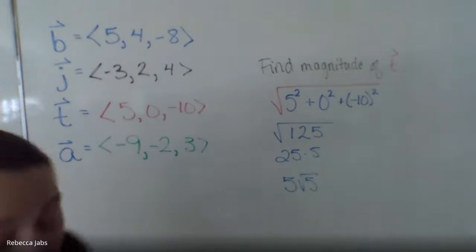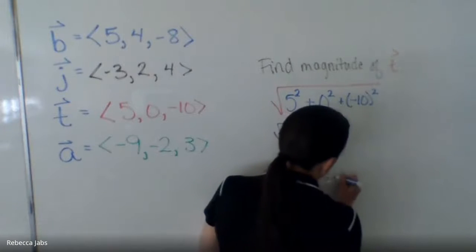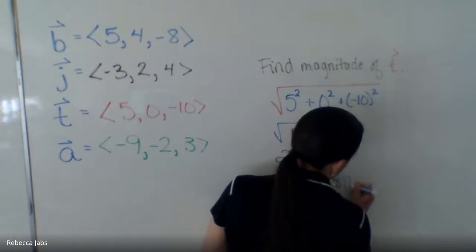Another answer I could write, I could just type straight into my calculator the square root of 125. And if I look for the square root of 125, my calculator is telling me the answer is 11.2. It looks like it would round to 11.2.